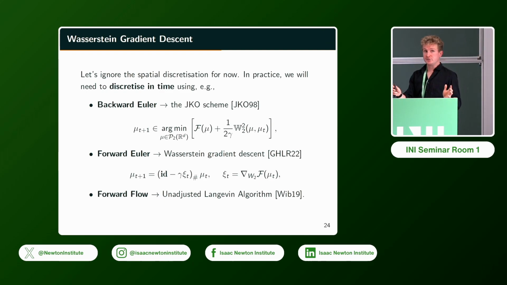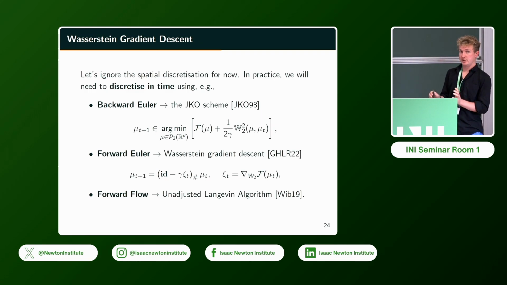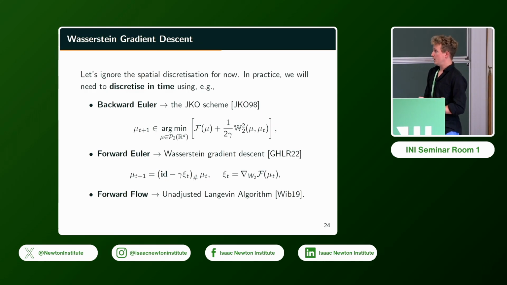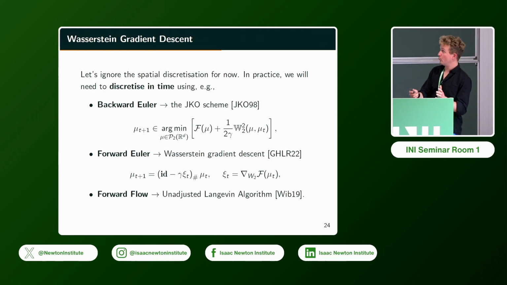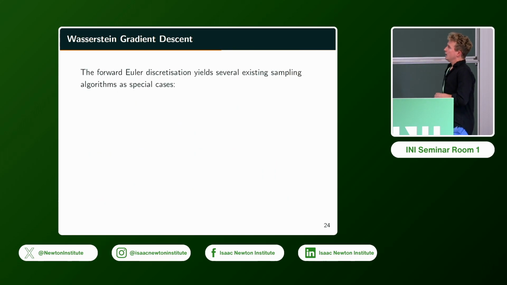There are various other choices as well, and just one to mention, if you consider what's known as a forward flow discretization, which essentially performs a forward Euler step for part of your discretization, essentially a splitting scheme, which does a forward Euler step followed by an exact solve. Then you get the unadjusted Langevin algorithm.